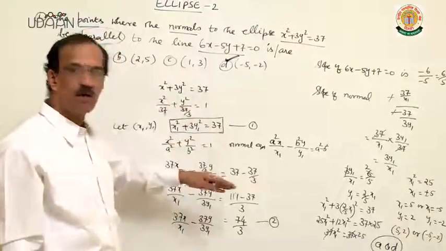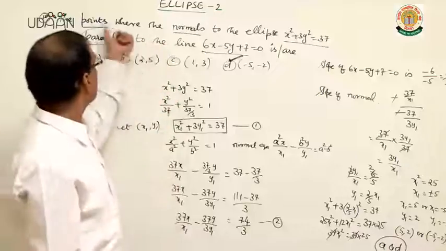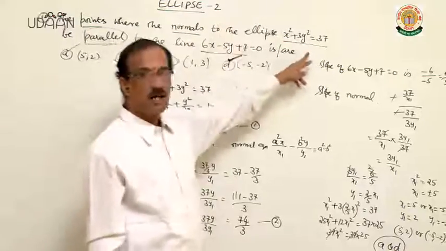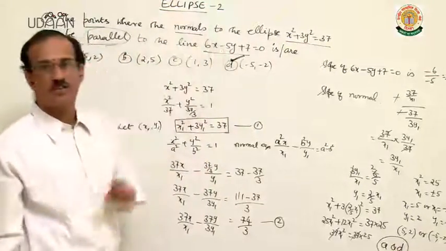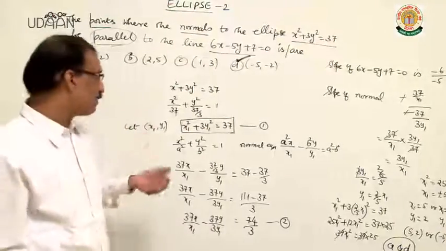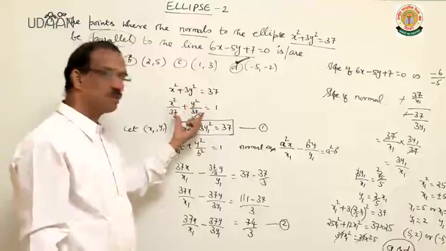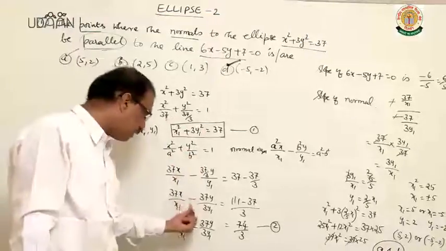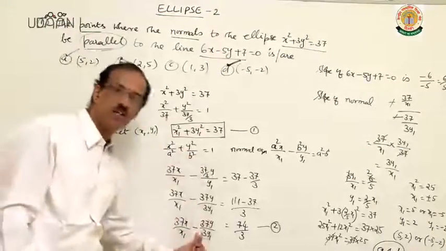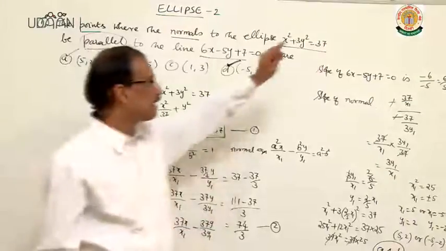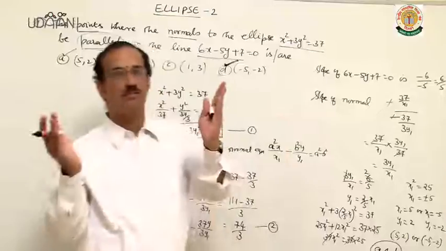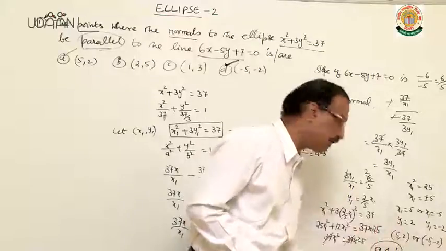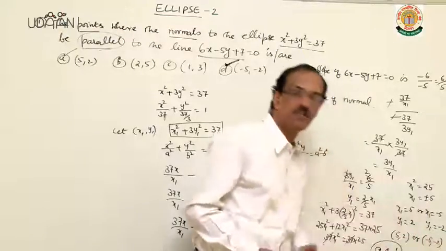Let us recollect what we have done in this. What was given: we have to find the points at which you are drawing a normal to the ellipse, and that is parallel to this line. So these are the things you have to keep in mind. You brought the equation into the standard form. In that standard form, at the point x1 y1, we got the equation of a normal. Then this normal is parallel to this line, so we compared the slopes of these two lines. From there we got the values of x1 and y1. They are 5 comma 2 and minus 5 comma minus 2.